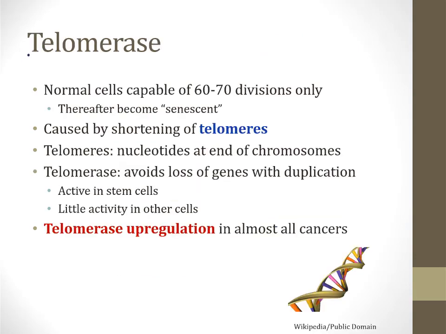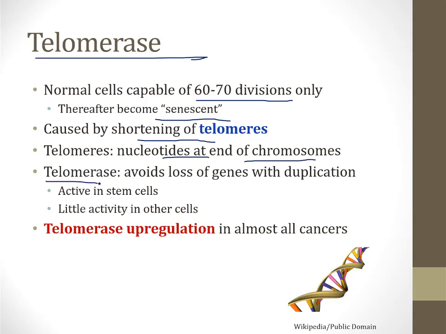In some of the DNA videos in the cell biology section, I talk about the enzyme telomerase, and this is important for understanding cancers. Normal cells are capable of only about 60 to 70 divisions, and thereafter they become senescent. And the reason they can only divide this number of times is because each time they divide, their telomeres shorten a little bit. The telomeres are nucleotides at the end of chromosomes, and they get shorter with each cell division, and eventually they become so short that the cell stops dividing.